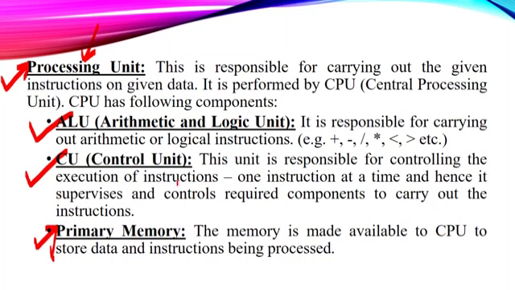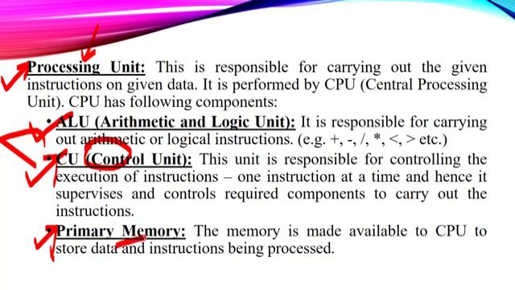This control unit is responsible for controlling the execution of instructions, and it only executes one instruction at a time. Hence it supervises and controls the required components to carry out the instructions. Every component of our computer system, every data item, every processing, everything will be controlled by this control unit. Then next we have this primary memory.